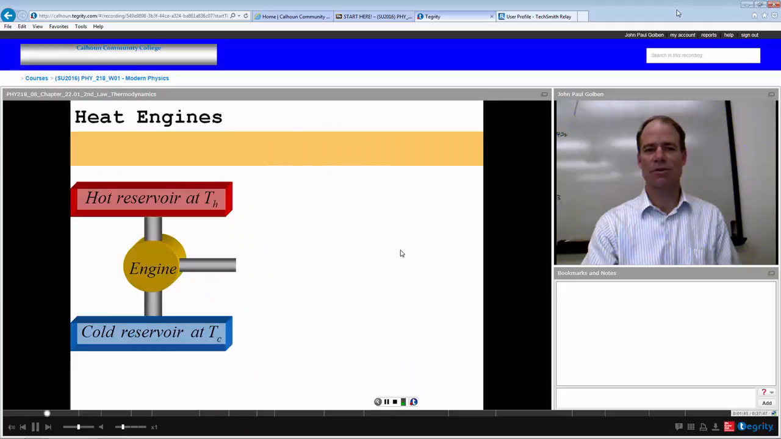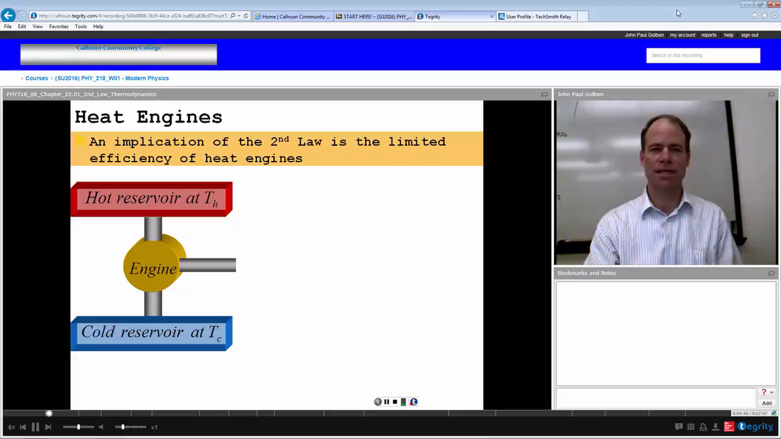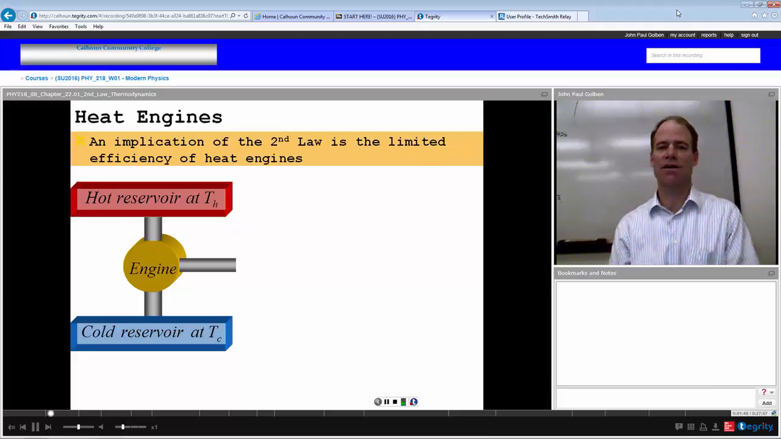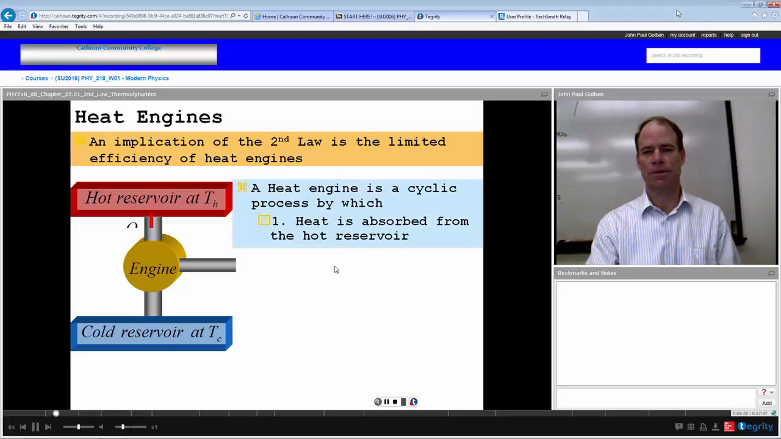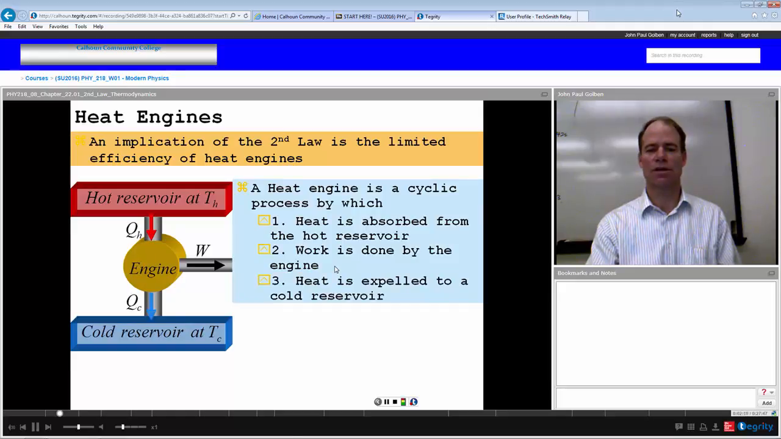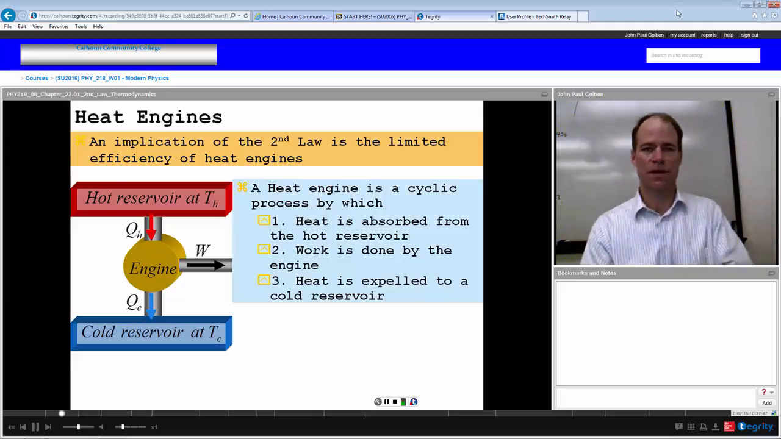A good illustration of the second law of thermodynamics is what happens with heat engines. An implication of the second law is that heat engines have limited efficiency. In a heat engine, we're going to take heat energy from a hot reservoir, perform some work, and what's left over we're going to expel to a cold reservoir. So we're going to take in energy from a hot reservoir, do some work, and expel energy to a cold reservoir, and that's going to be our heat engine.